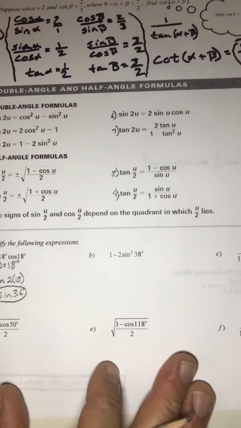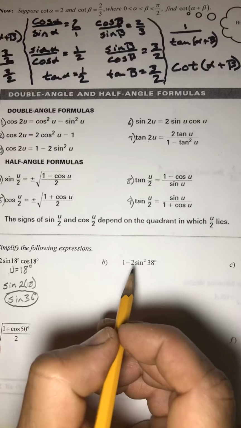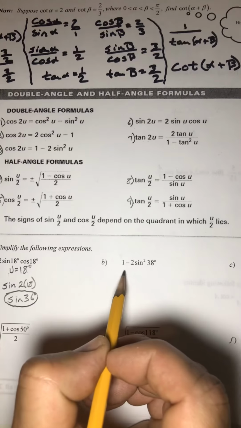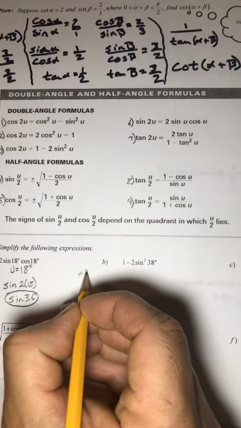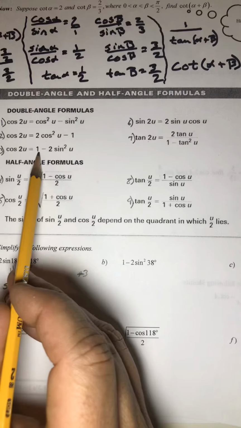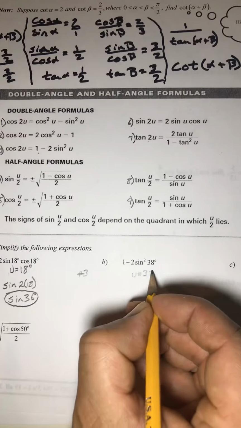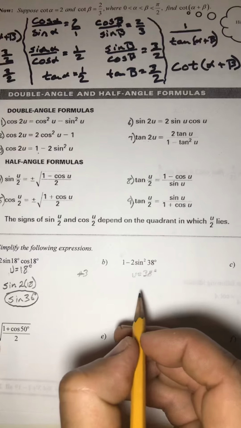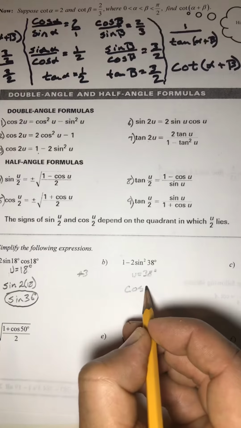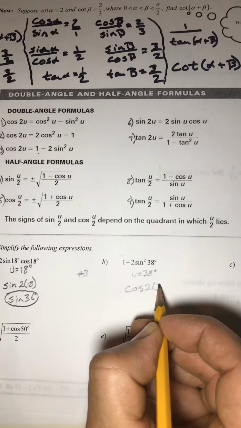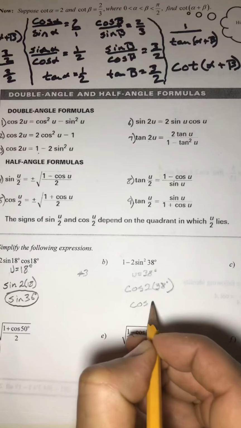Moving on to the next one. So you're going to try and spot this one above. All right, if you try to find a double angle formula that looks like this, I think you'll see it in number 3. There it is. Therefore, they intend for u to be 38 degrees. And therefore, on the other side of the equation, they're trying to calculate the cosine of twice 38 degrees, which is just the cosine of 76.